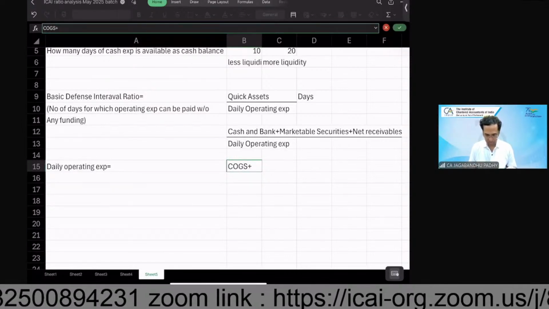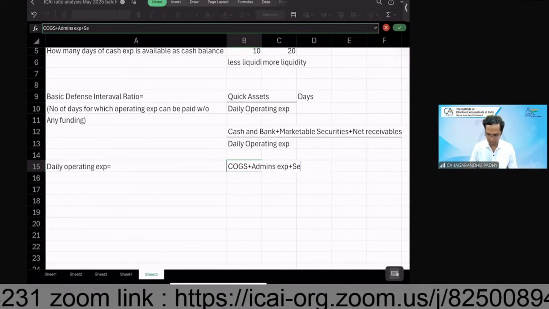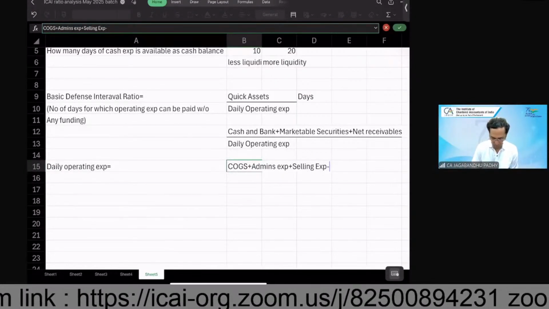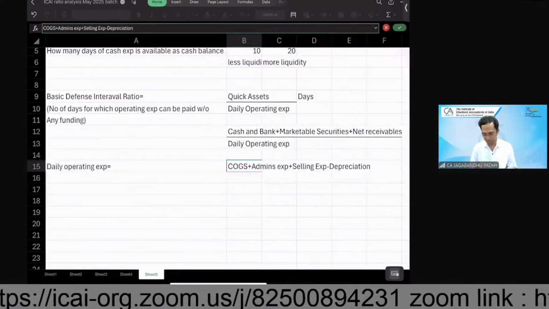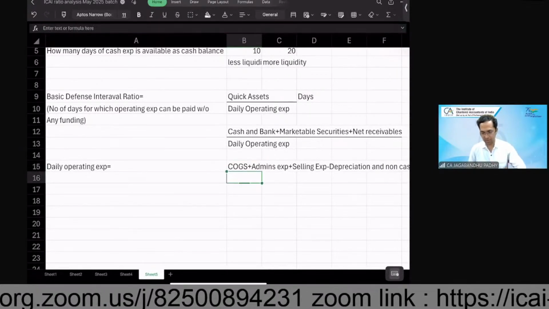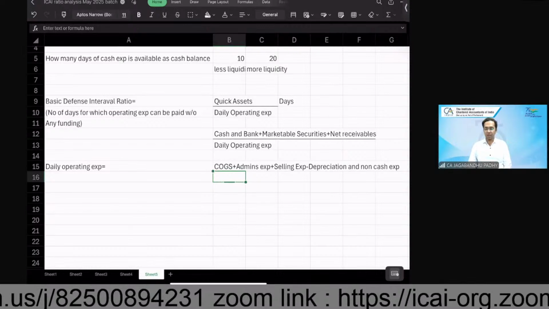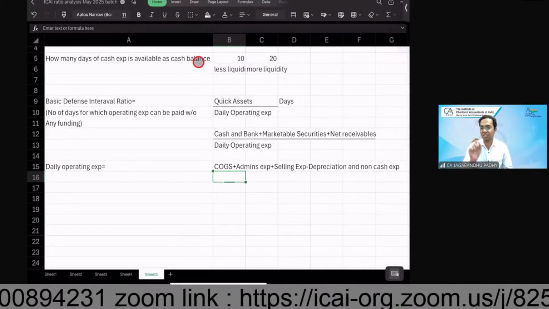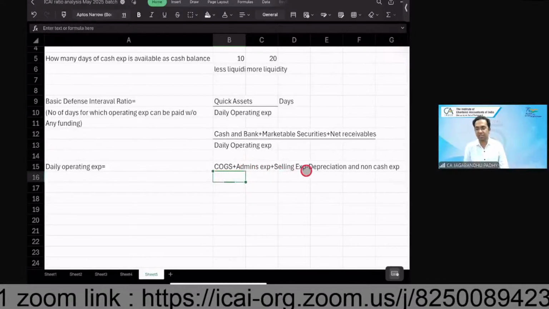Add to it any admin expense, add to it selling expense, right? And remove from this any sort of depreciation and non-cash expenses. So COGS plus admin expense plus selling expenditure minus depreciation and non-cash expenditure. So what we are essentially trying to do over here is we want to get the cash expenditure, right? Or you can also call it cost of sales minus depreciation and non-cash expenses.